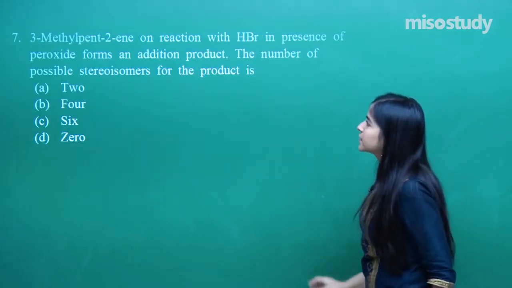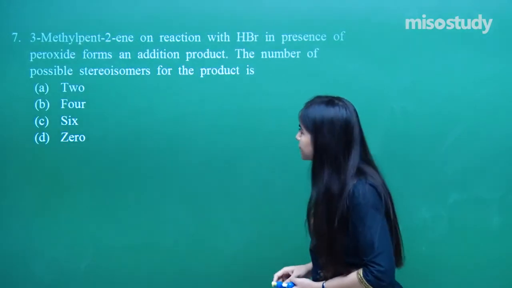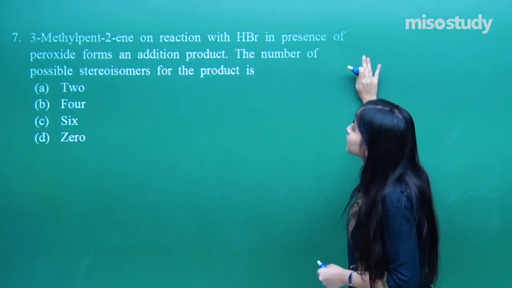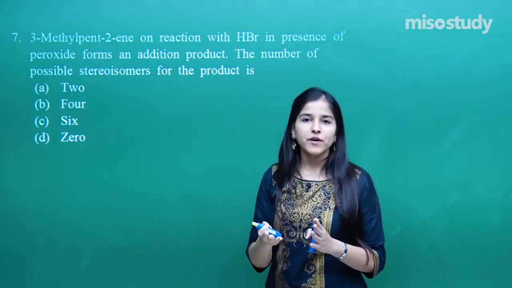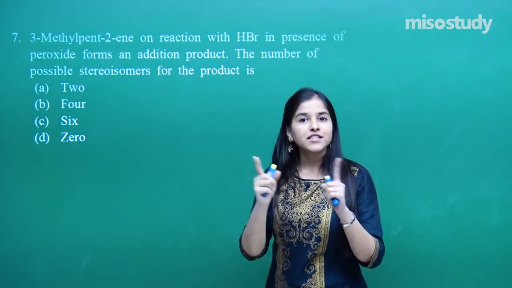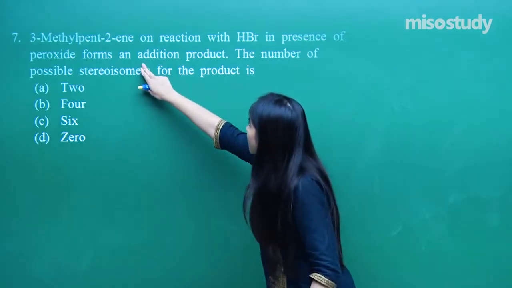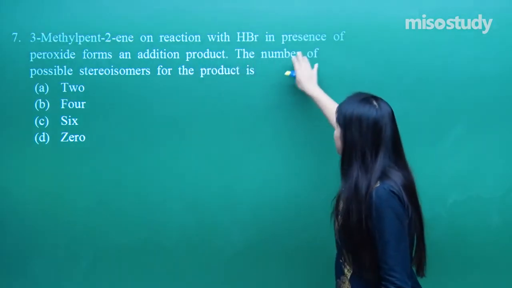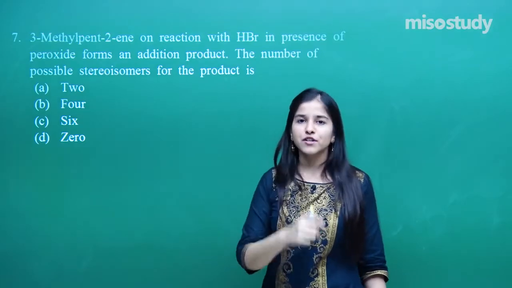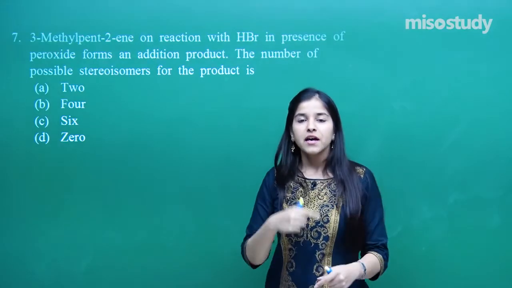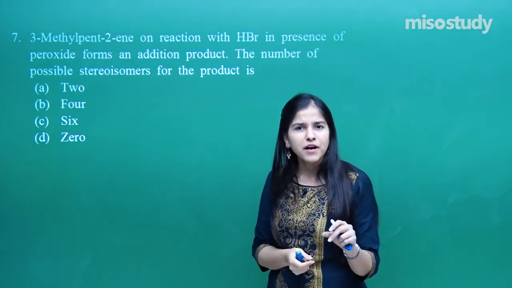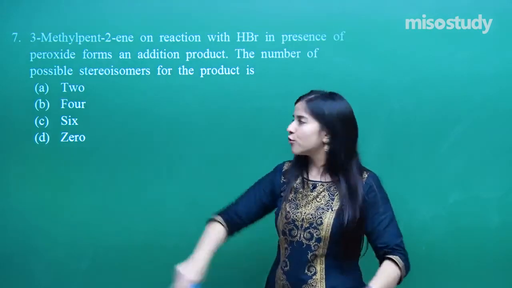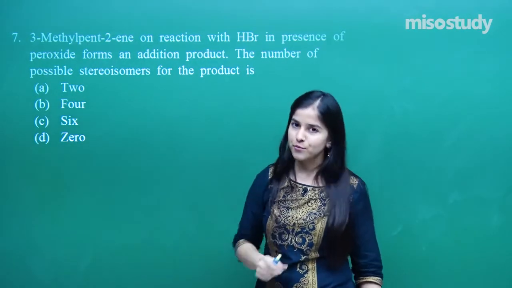Now, let's move on to question number 7. What do I have? 2-methylpent-2-ene on reaction with HBr in the presence of peroxide, and automatically the anti-Markovnikov rule comes into mind. It forms an addition product. Again, they have said that it's an addition product. The number of possible stereoisomers. So I need to have the number of possible stereoisomers. How can I find the number of stereoisomers? If I find out how many chiral carbons are there, I can use the formula for the stereoisomers. So that would be our approach over here.